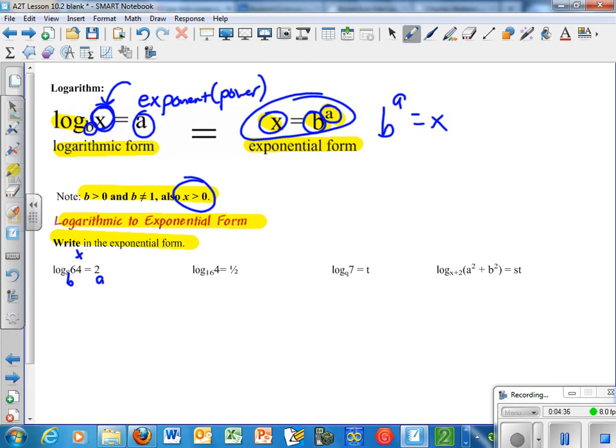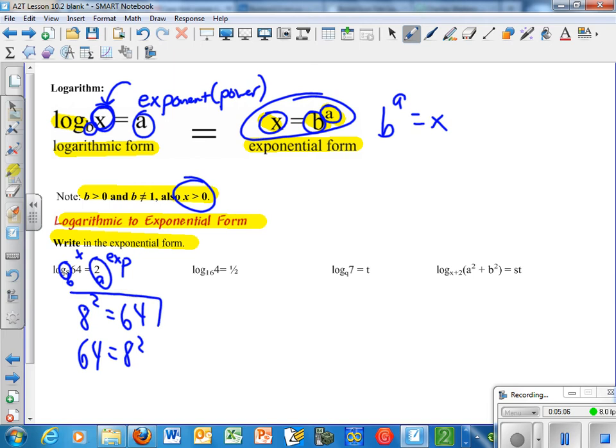So I'm going to say 8, that base of 8, this is the exponent, to the second power equals 64. You could have said 64 equals 8 squared. Either way. Now, that's obviously a true statement. So the log of 64 in base 8 is equal to 2, because I would take that base 8 and take it to the second power to get 64.